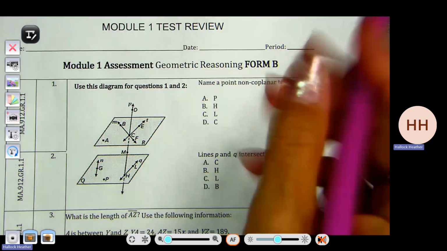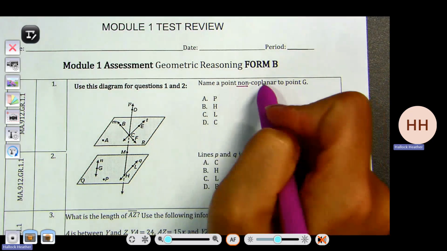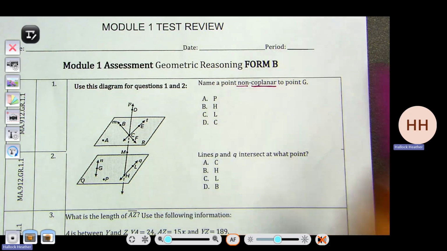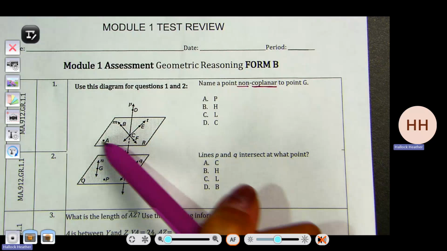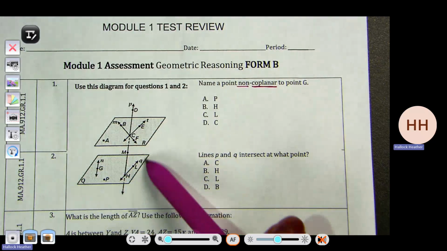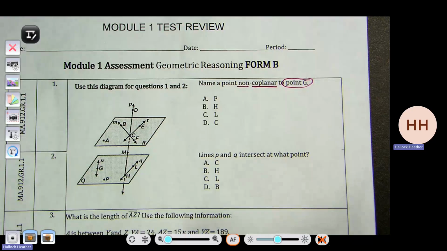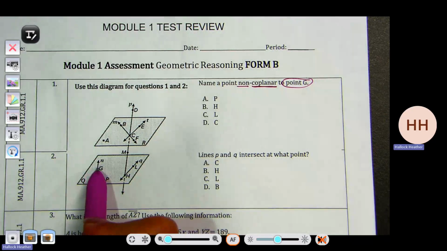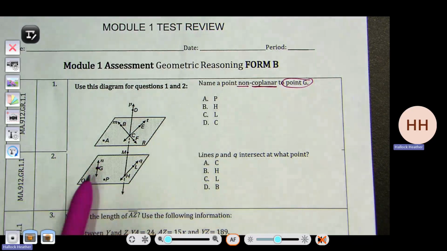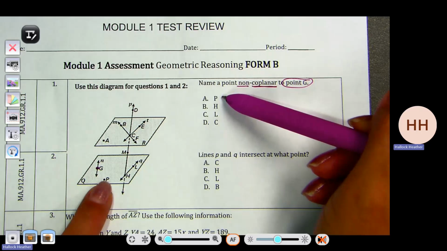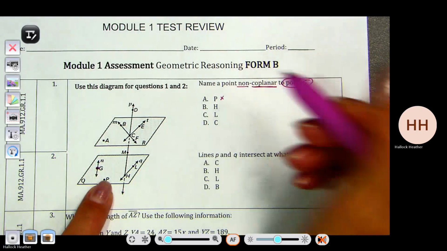non-coplanar. Non means not, and coplanar means to be on the same plane. So this is not on the same plane. You have a flat surface and another flat surface. They cannot be on the same plane as point G. So G is here. You need some point not on the same plane as G. G is on plane Q. P is right here. That's on the same plane, so that will not work.